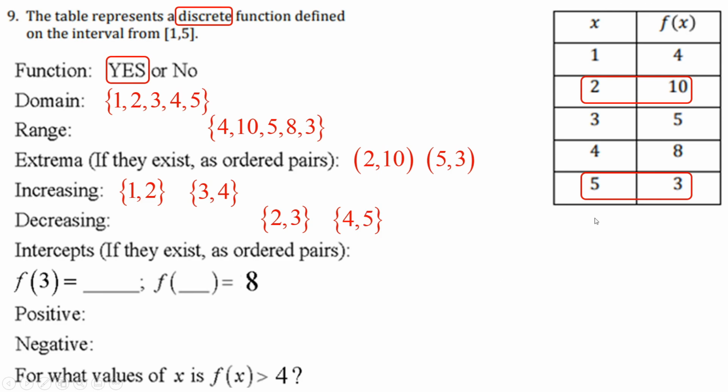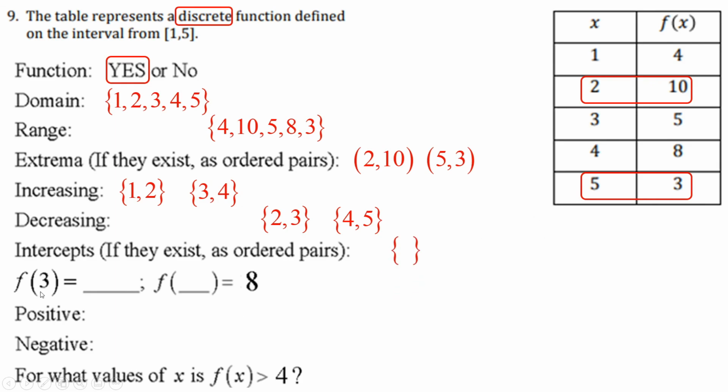There you go. Now, intercepts, if they exist as ordered pairs. So, do I have a y-intercept? Does x ever equal 0? No. Do I have an x-intercept? Does f of x or y ever equal 0? No. There are no intercepts.